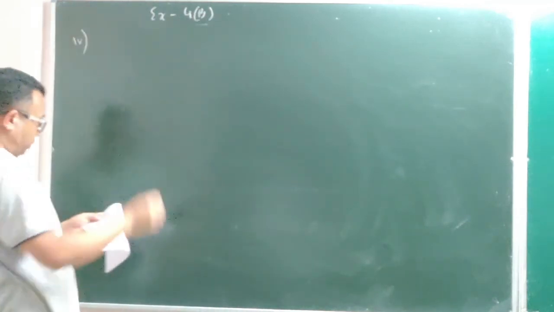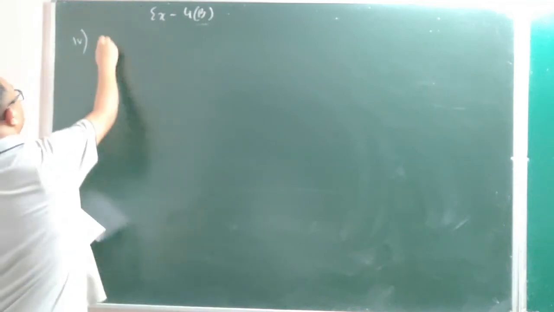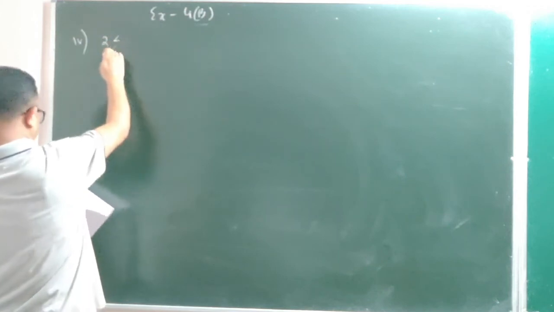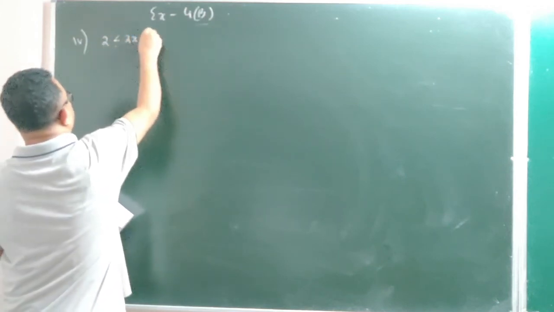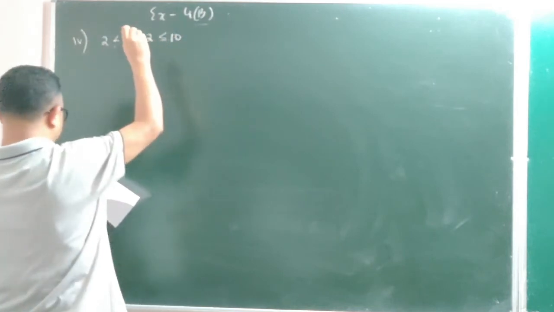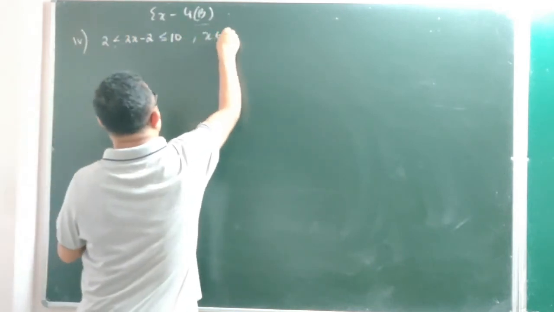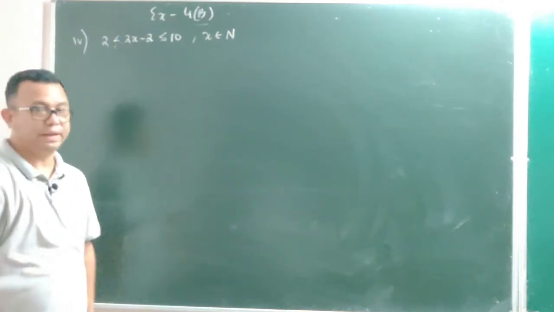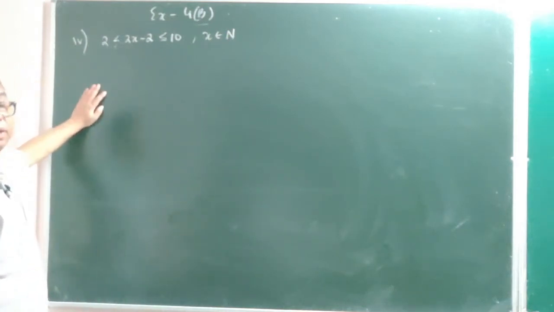Okay, so the same question number 3, let me solve till number 4. 2 is less than 2x minus 2, less than or equal to 10, and x belongs to natural numbers. I had done the previous question with integers. Now let's see it with natural numbers.